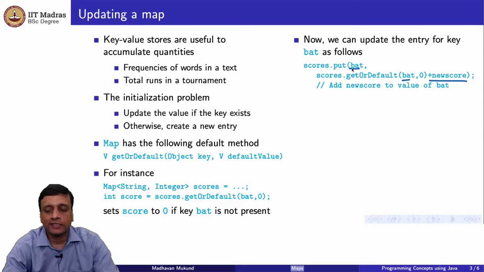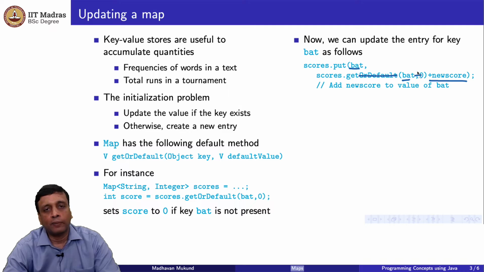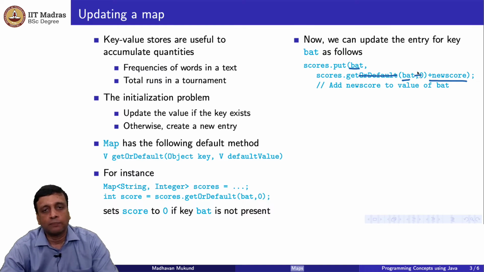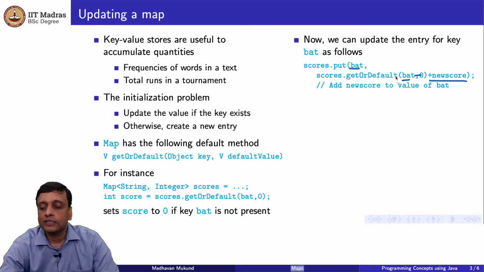So I want to take the existing value. If I normally do it, I would just get the current value of the score of bat, add the new score, and put it back, right? So this is a two-step process. I get the current value, add the new score to it, put it back. But now because I'm not sure whether that person actually has an entry, I use this getOrDefault.